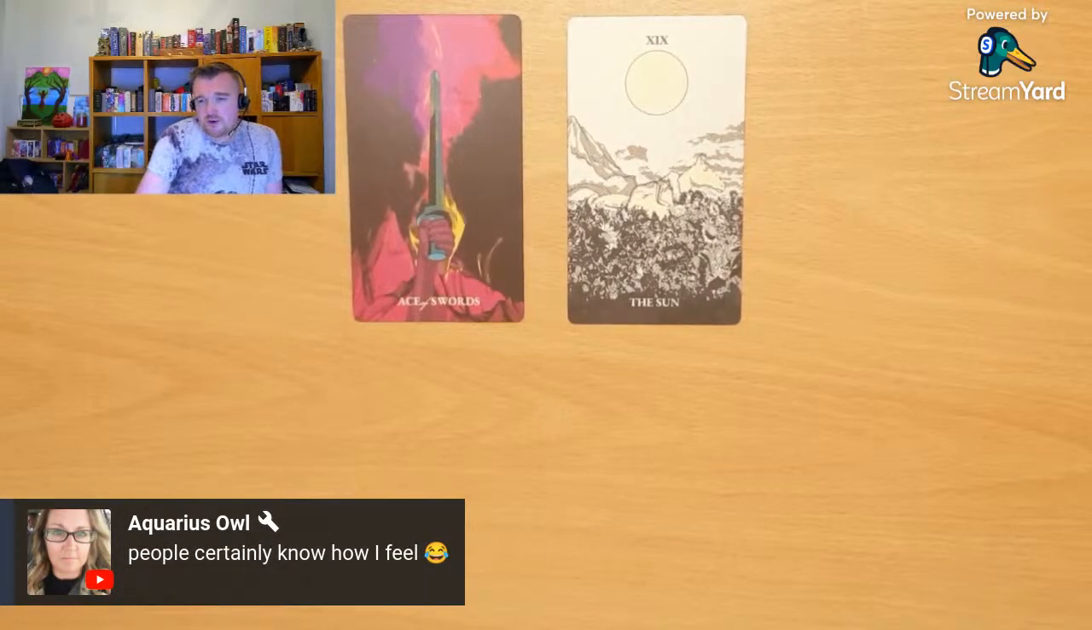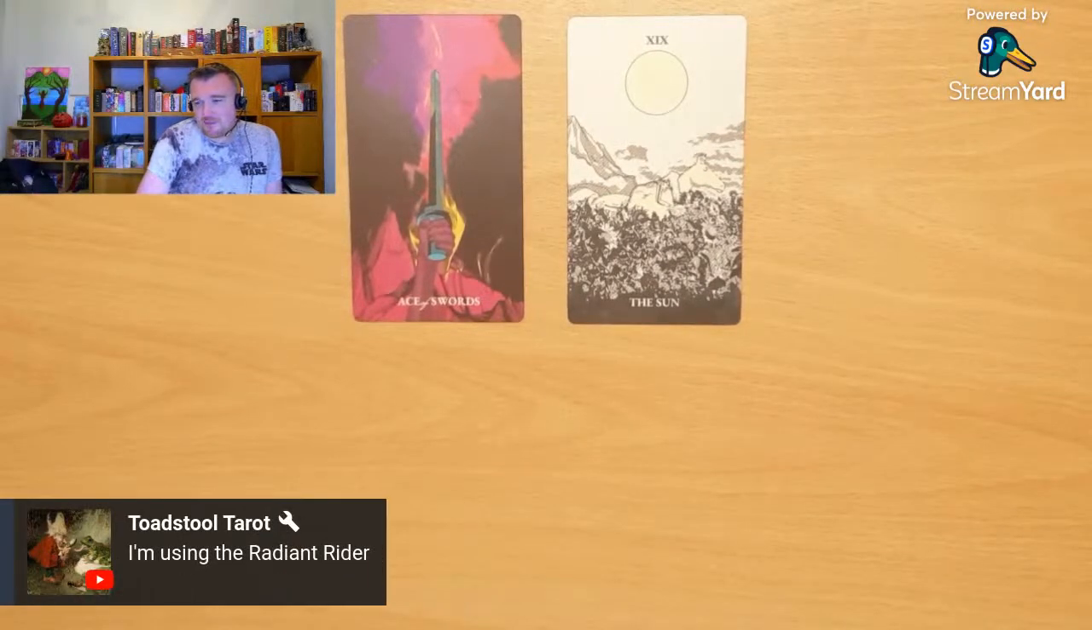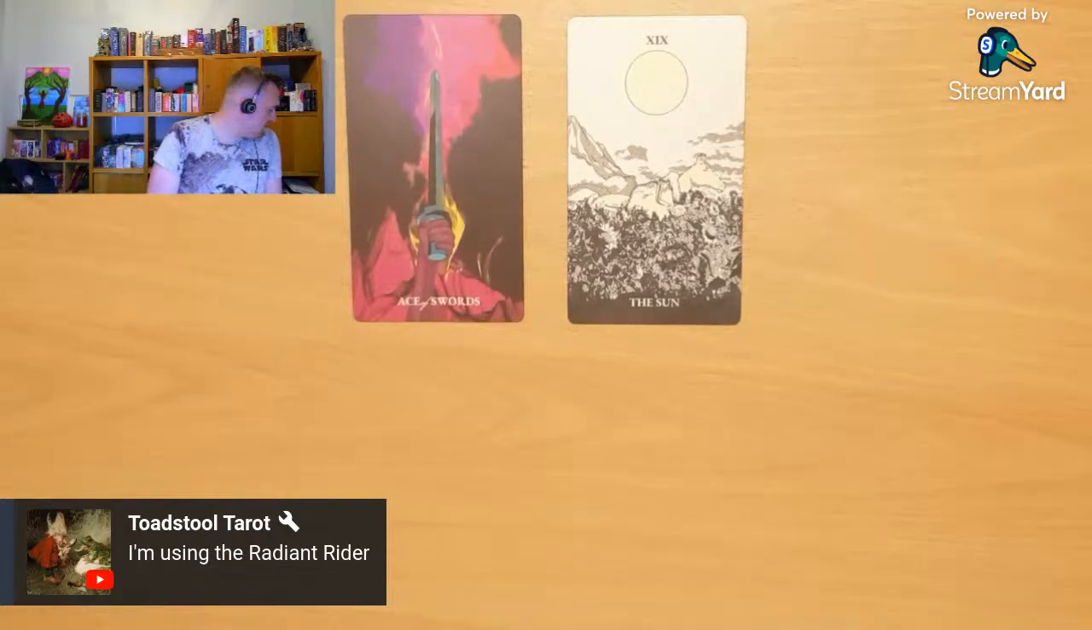People certainly know how I feel, says Debbie. Okay, you're using the Radiant Rider, so you've got a Rider Waite Smith, so it is that covered over cup. Fair enough. Okay, the third card is the mind.